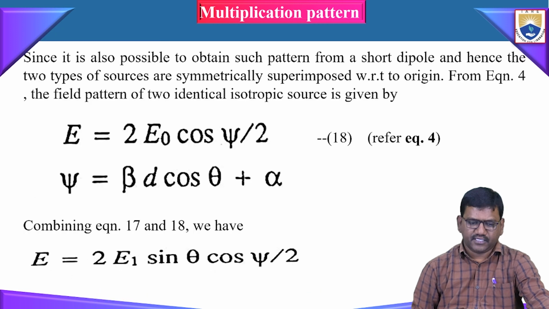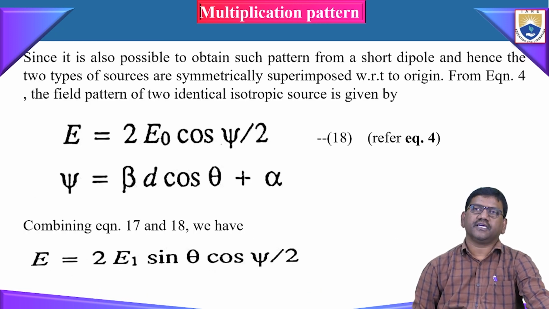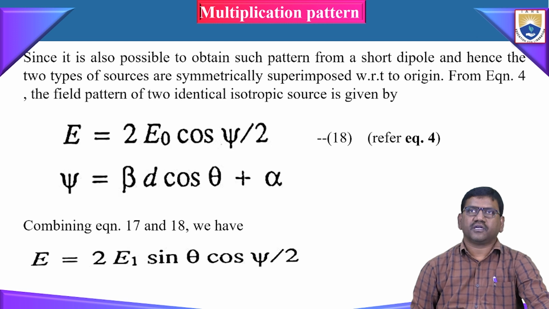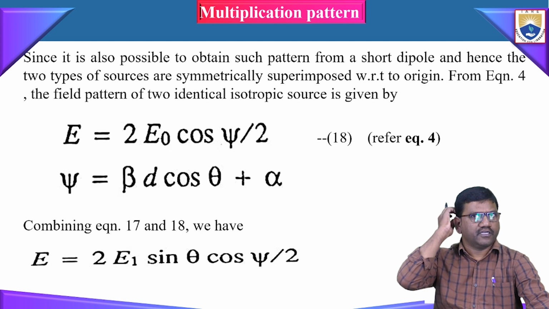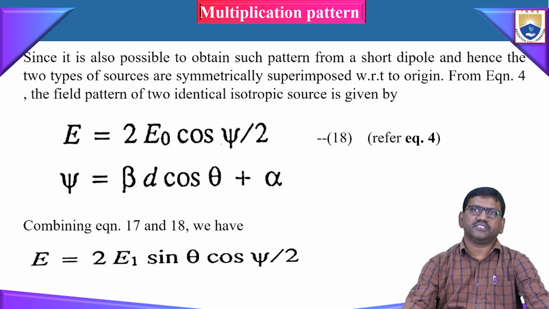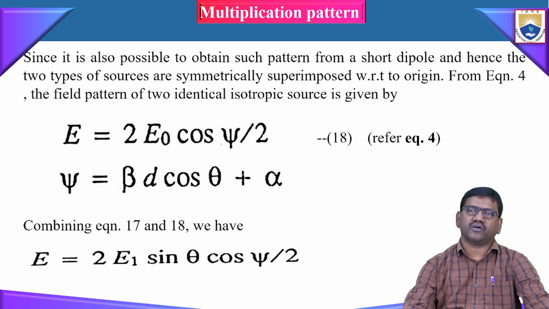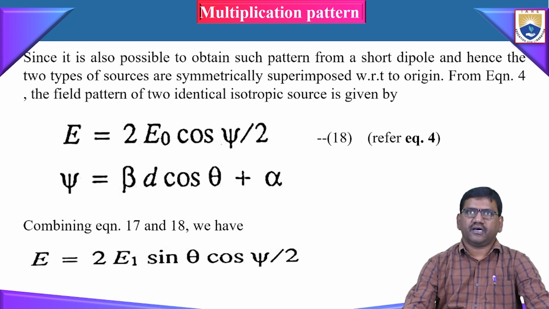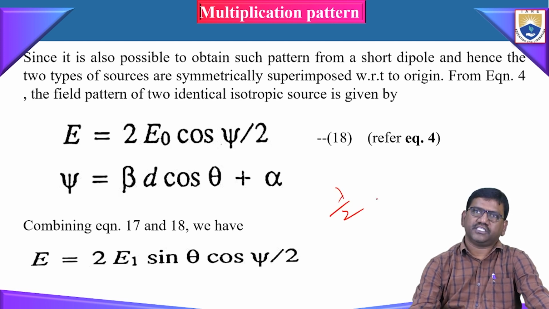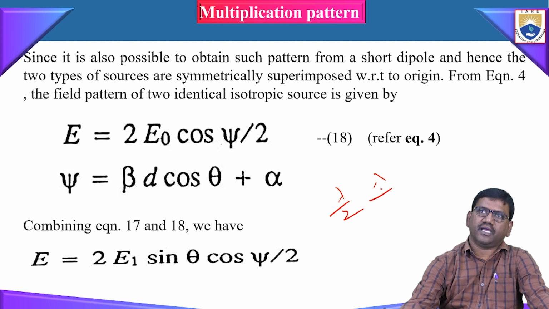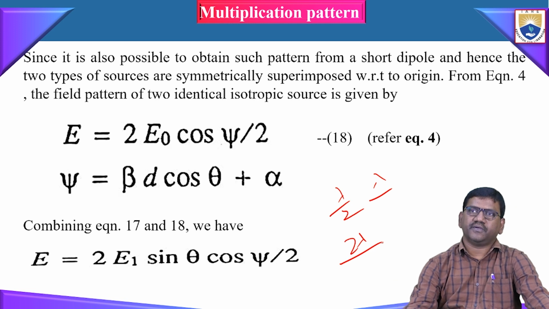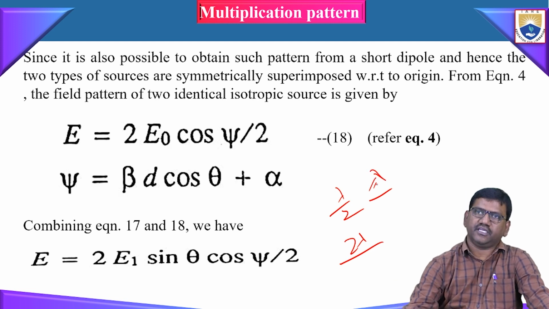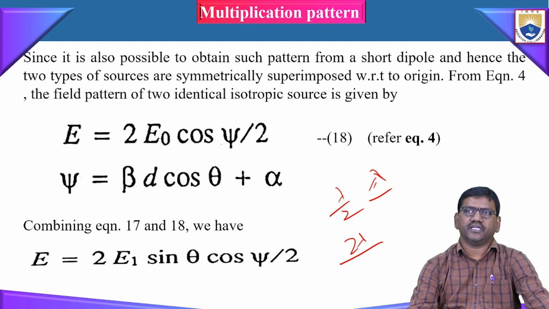So the multiplication pattern is a method used to draw the radiation pattern of any number of elements through inspection. If we want to draw the radiation pattern of n number of elements, we need to know the radiation patterns of 2 elements separated by lambda by 2, 2 elements separated by lambda, and 2 elements separated by 2 lambda. If we know the radiation patterns of these three, then it is easy for us to draw the radiation pattern of n number of elements.